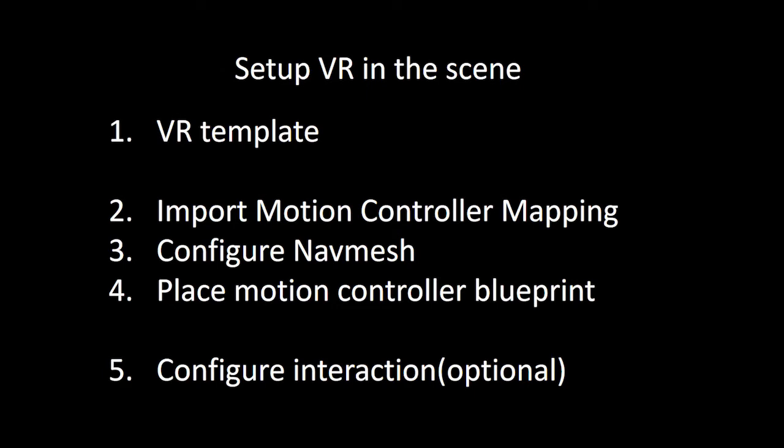If there's any screen grab that you should take on this presentation, it is this one. It's really the step-by-step to implement in your scene one by one. First thing we've got to do is get the information from that VR template into our scene. That's the motion controller mapping, and then we've got to configure our nav mesh, place the motion controller, and then use the interaction on our scene. So let's have a look at that in Unreal Engine.